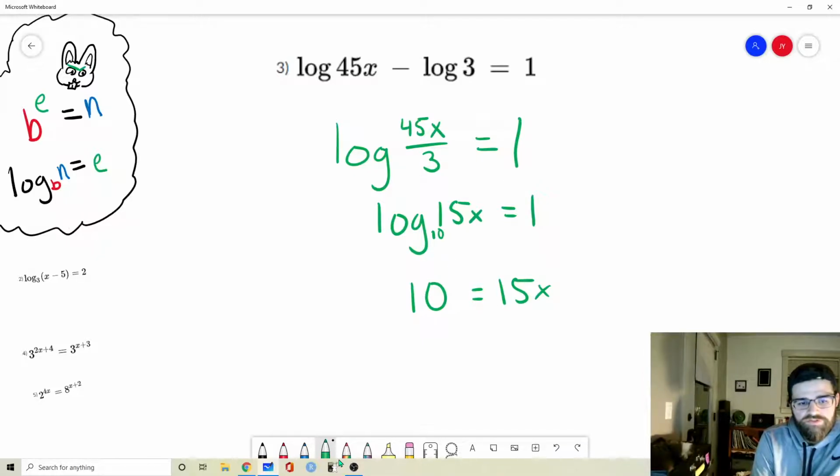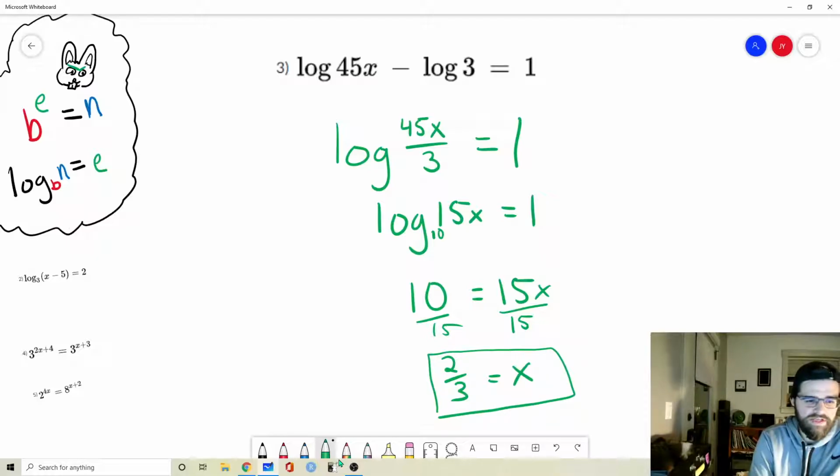That's equal to 15 x's, but we just want one x, so I'll divide by 15 to get it alone, and we get x is equal to 10 over 15. That is the correct answer. It's not the best answer. We should always simplify or reduce our fractions. So 10 over 15 is the same thing as 2/3.